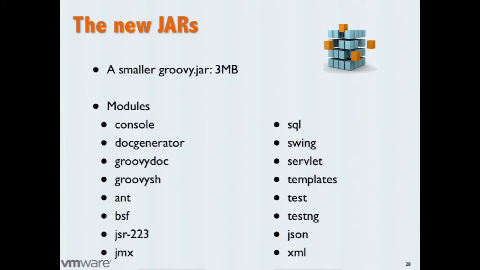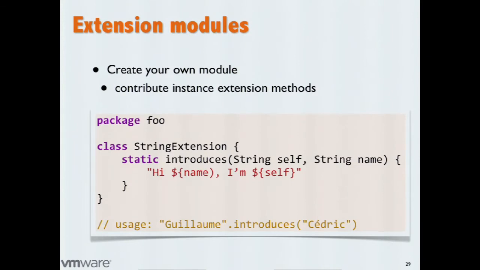So now the core jar is just 3 megabytes, so it's half the size, and we have those modules. The console for the Groovy Swing console, we have the servlet support, template support, etc. Or the JSON support is also a library in itself that you can use. So you are able to pick up just the features that you want. But you can also still use the big Groovy all jar if you don't want to choose. And that was the last bullet of the other slide that I wanted to mention.